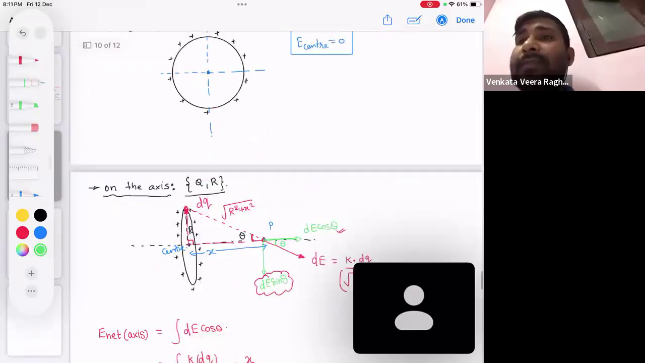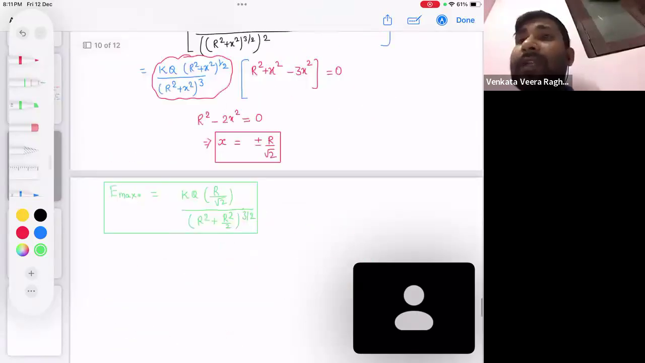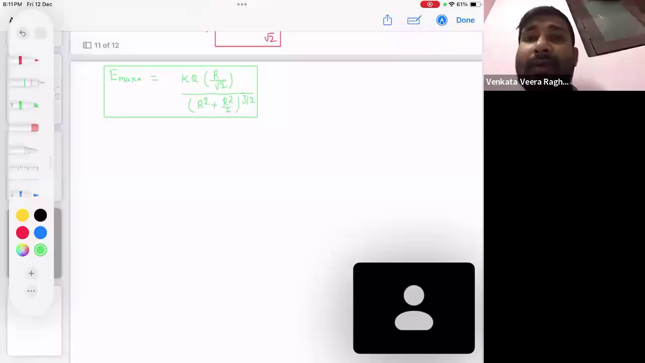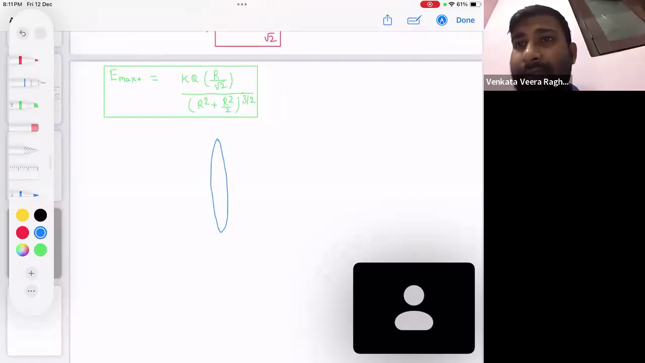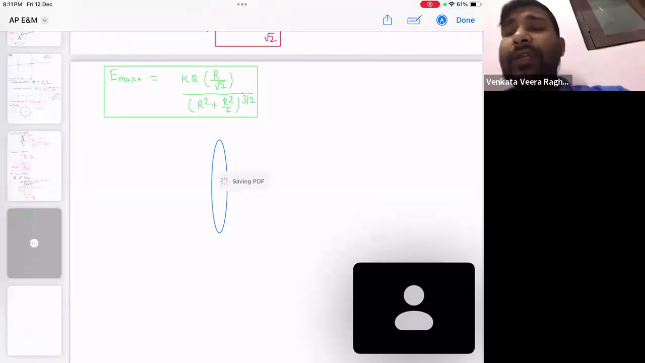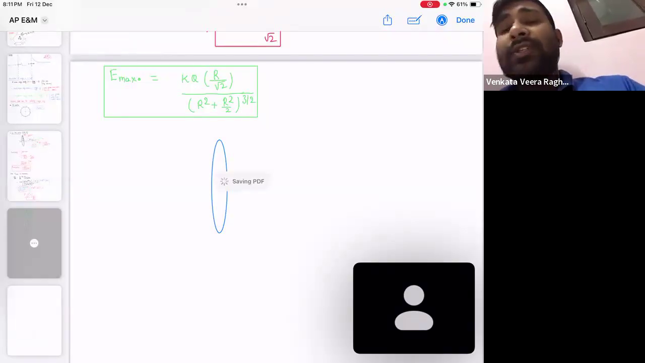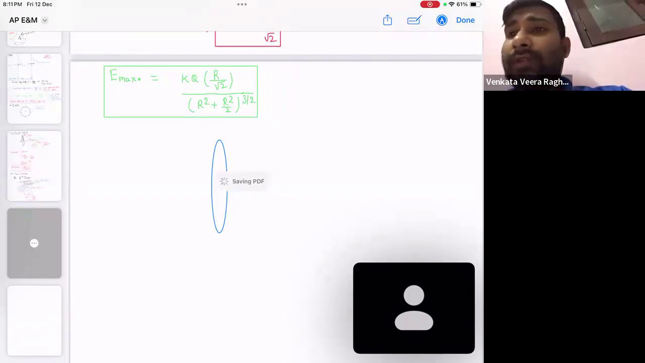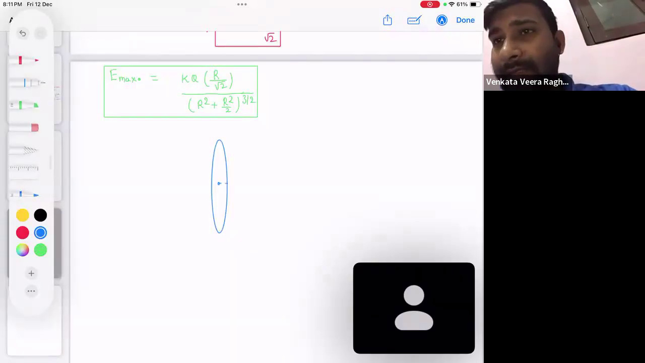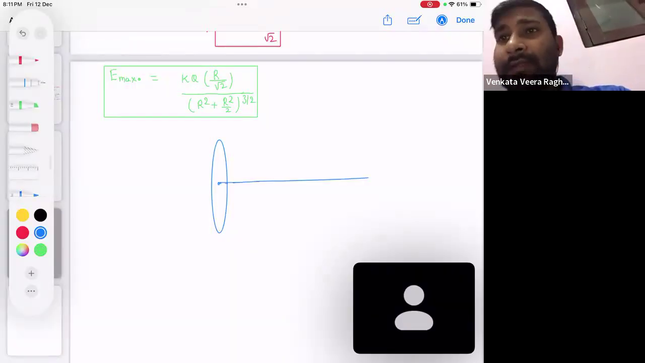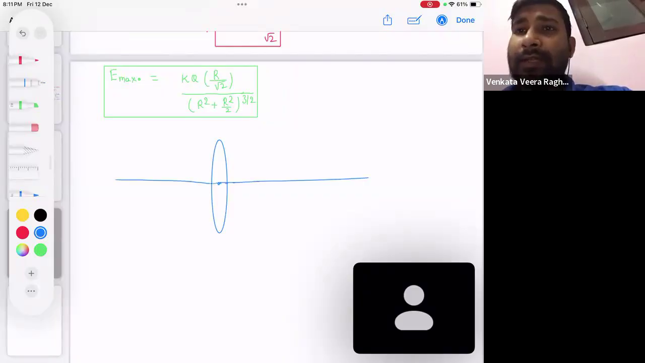Is that clear? So sometimes they can ask you to draw the graph of the electric field at all the points on the axis. How can you plot it? Let's say this is the ring given to us, and this is the center of the ring, and we want to see the variation of electric field as we go from center to both sides of the ring. Let's say this is the x-axis, the axis of the ring in this question, and this is our y-axis.